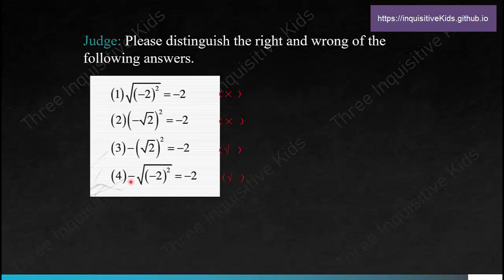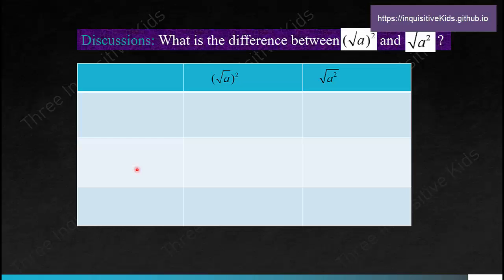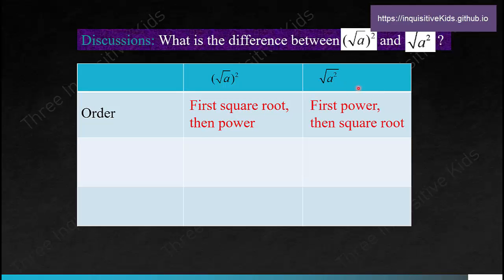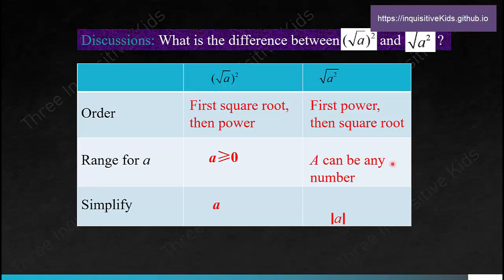So discussions, what is the difference between this and this? Well, with the order of the operations, this is first square root, then power. This is first power, then square root. Range for a, well, in this case, a has to be greater or equal to 0. Well, in this case, a can be any number. This table I want you to write down in your notes because this is going to be very, very helpful when it comes to tests with concepts and stuff.